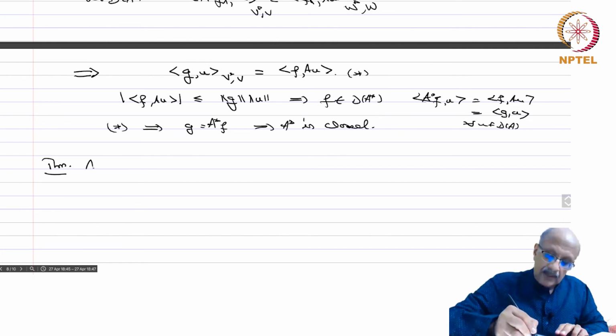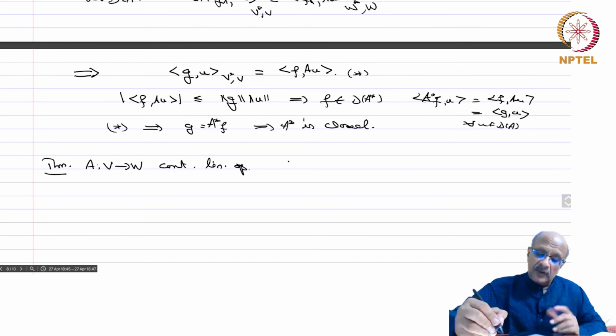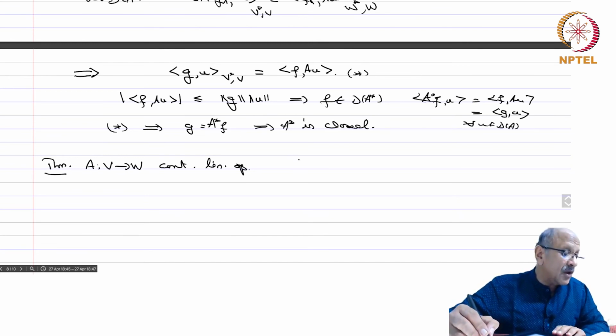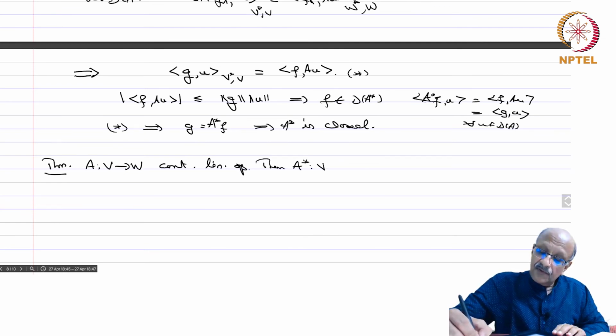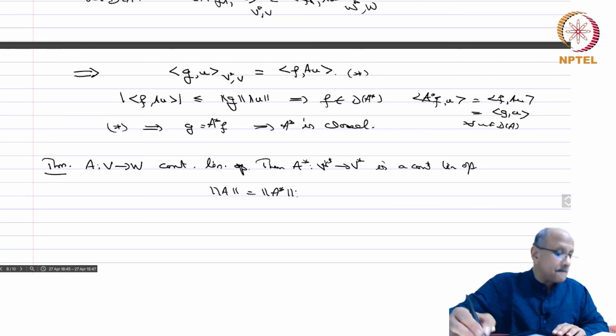Theorem. Let A from V to W be a continuous linear operator. Then it is obviously closed, since the graph of a continuous linear operator is already closed. Therefore, A* from W* to V* is a continuous linear operator, and the norm of A is the same as the norm of A*.